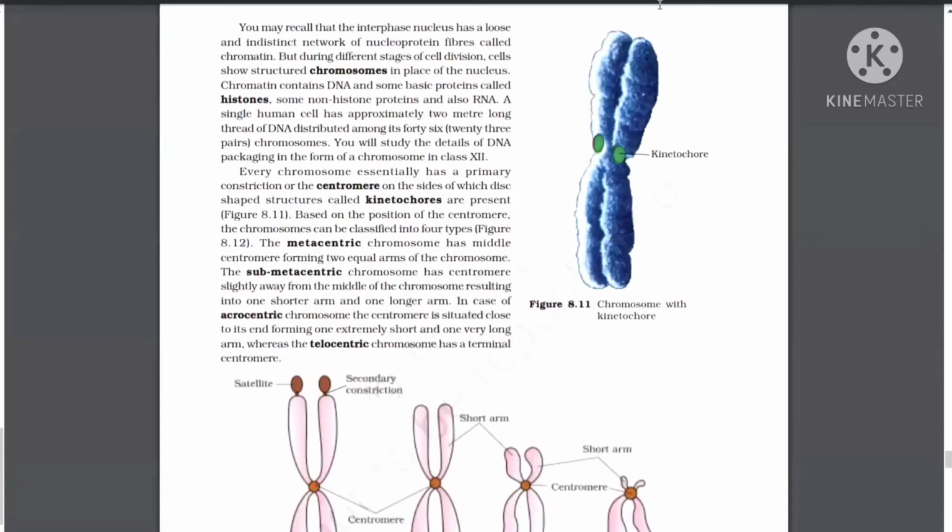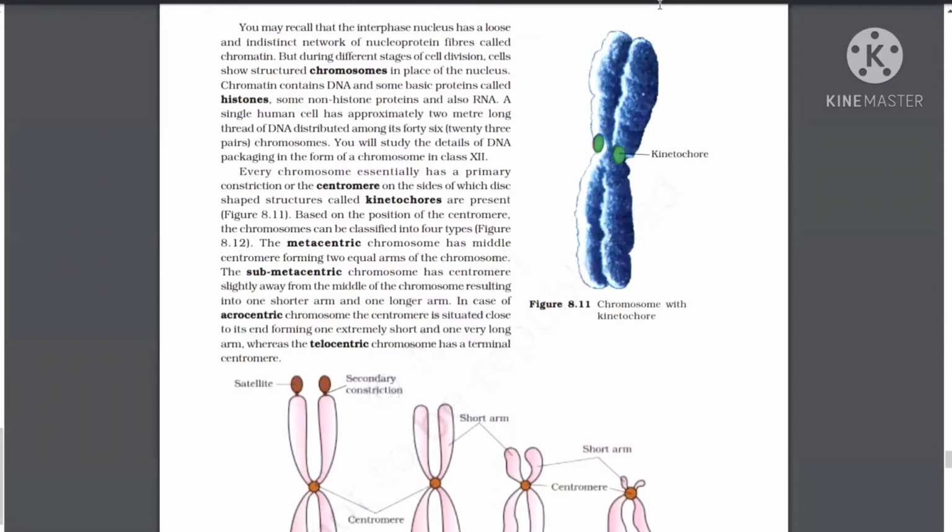Now see, beta, we already discussed that the interphase nucleus has a nucleoprotein fiber called chromatin. Okay, but at the time of cell division, in the prophase and slowly in the metaphase, by the time they reach the metaphase, the cell will show chromosomes in place of the nucleus. So instead of nucleus, you will find chromosomes. And what is chromatin made up of? It is made up of DNA. It is made up of basic protein to pack the DNA.